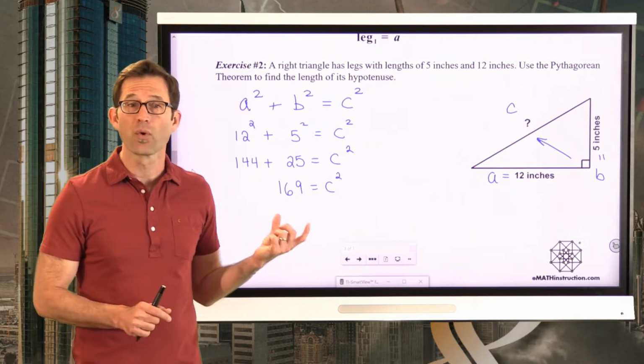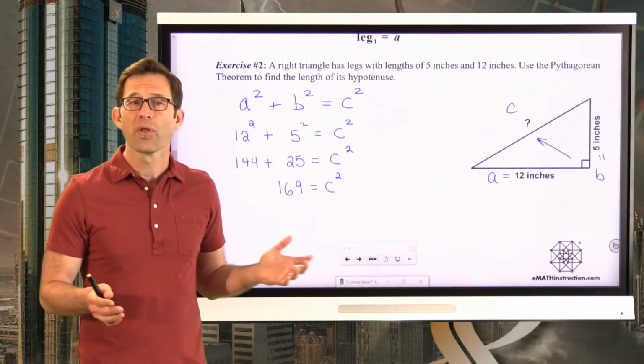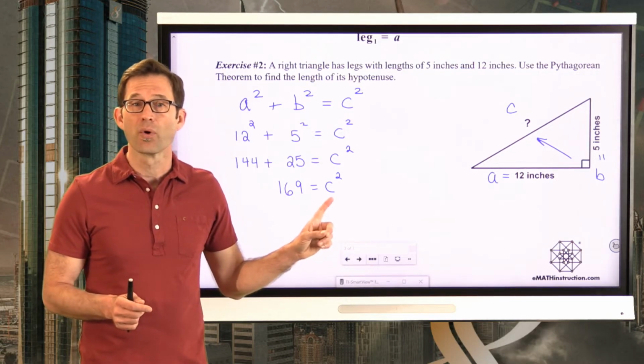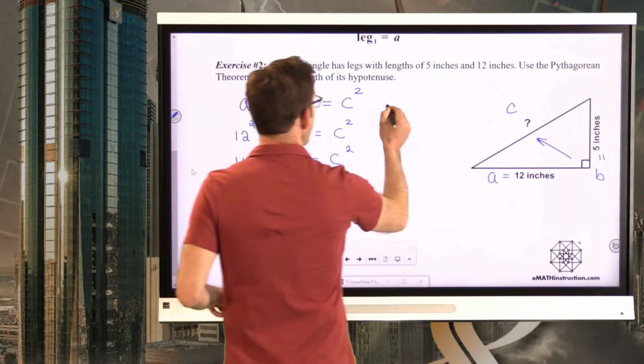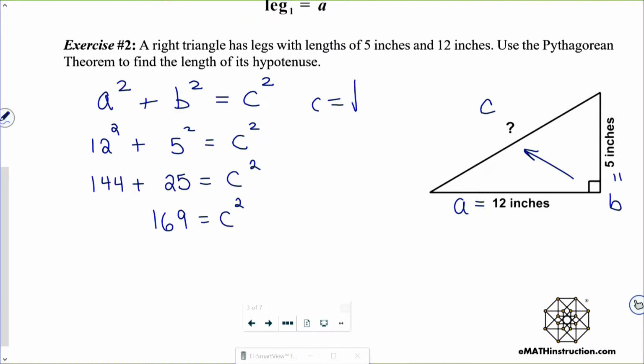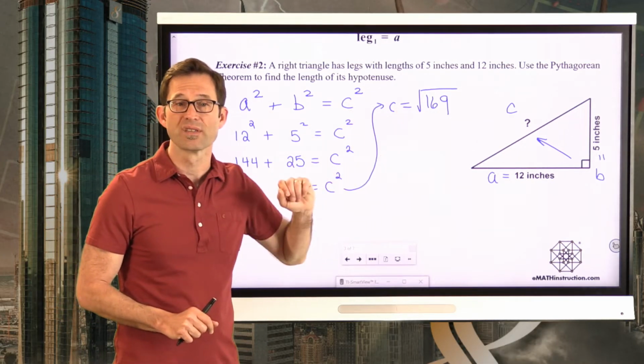And we solved some equations that looked like this. Often the variable was x, but whatever. The plain fact is, when I'm looking for a number whose square is 169, that means the number I'm looking for must be the square root of 169, right? So this is automatic. If C squared is 169, then C is the square root of 169.